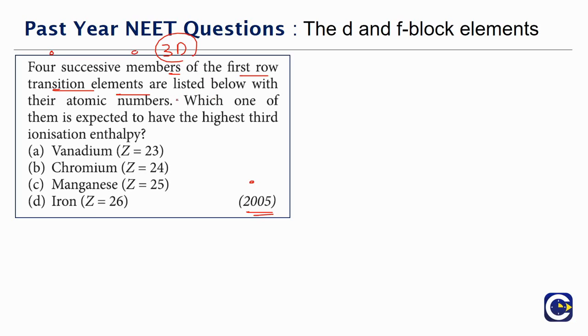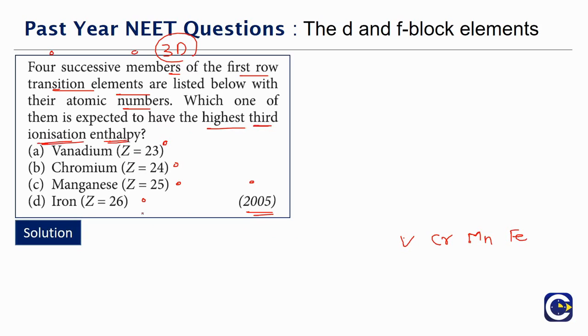So 4 successive members of the first row of the transition elements are listed below with their atomic numbers. What are the elements given to us? Vanadium, chromium, manganese, iron. They are in that sequence: vanadium 23, then chromium 24, then manganese 25, then iron 26. Now which one of them is expected to have the highest third ionization enthalpy?